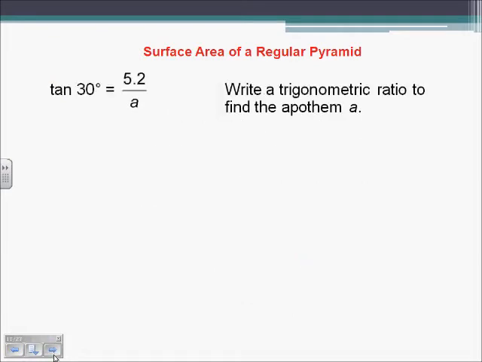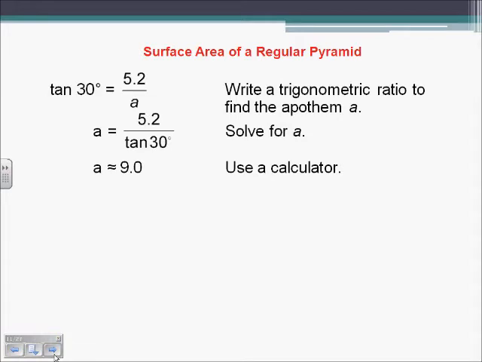Alright, so we can either use the fact that that's a special right triangle to know that we're going to end up with 9 as our apothem, or we can use trig. We know a times the tangent of 30 is going to equal 5.2, or then dividing by the tangent of 30, 5.2 divided by the tangent of 30 is going to equal a, which is approximately 9. Again, that was a 30, 60, 90 triangle, so it might be quicker just to use our special right triangles.